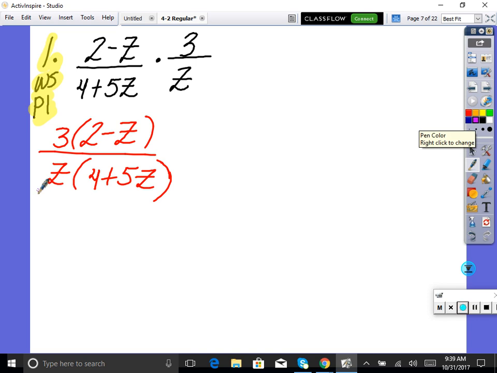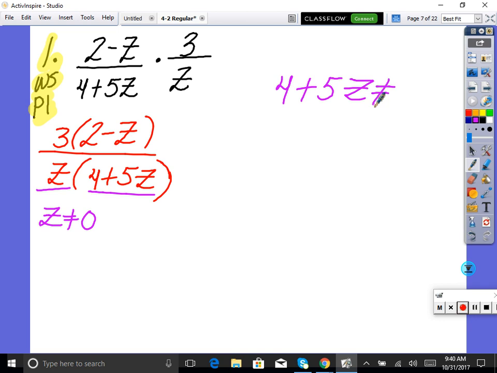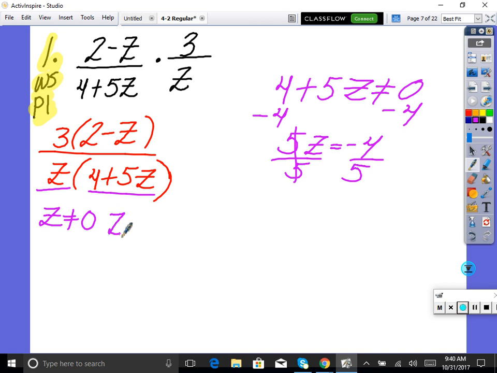So for this piece, z cannot equal what? 0. Now for this piece, it gets people. A lot of people can't do it in their head. So if you can't, say our statement is 4 plus 5z simply can't be 0. Solve for z. What would I do first? Nope, see, it was hard to do it in your head and get it right? Let's just do the algebra. So 5z equals negative 4, am I right? Divide by 5, divide by 5. Does everybody see how I got that? I just set it equal to 0 and solve. So z cannot equal 0, and z cannot equal negative 4/5.